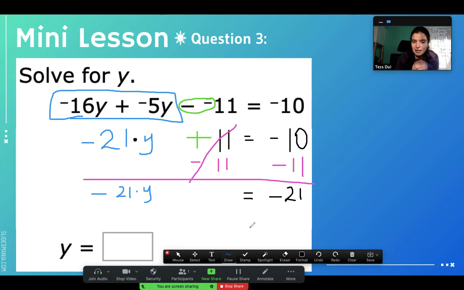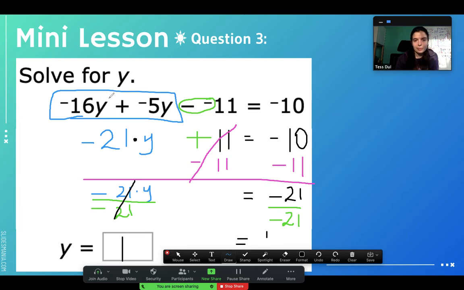Okay, lastly, got to get rid of this negative 21. It was being multiplied. So the inverse of multiplication would be division. So if we divide this by negative 21, negative 21 divided by itself is 1. So we're left with just 1y. We have to divide this side by negative 21. Negative 21 divided by itself is 1. So our final answer is y equals 1, because any number divided by itself is 1. So 1y equals 1. And now let's check our work.